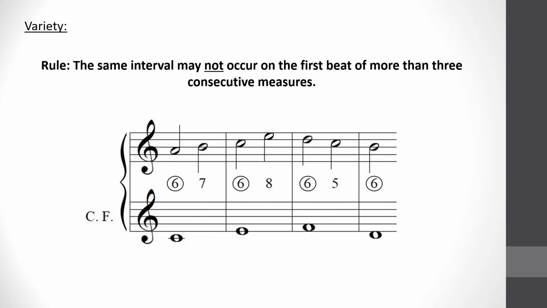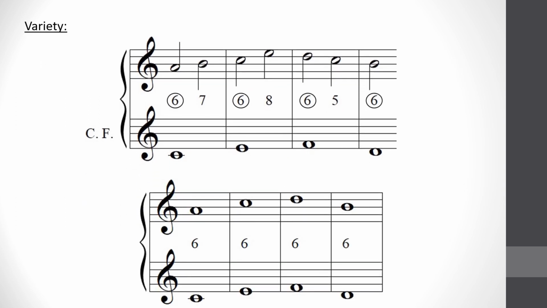The same interval may not occur on the first beat of more than 3 consecutive measures. In the following example, we see 4 consecutive measures that begin with sixths. This is not good writing. It lacks independence of melodic lines, since the voices form the same interval on every strong beat. The overall effect of this example would create the following impression for the listener.